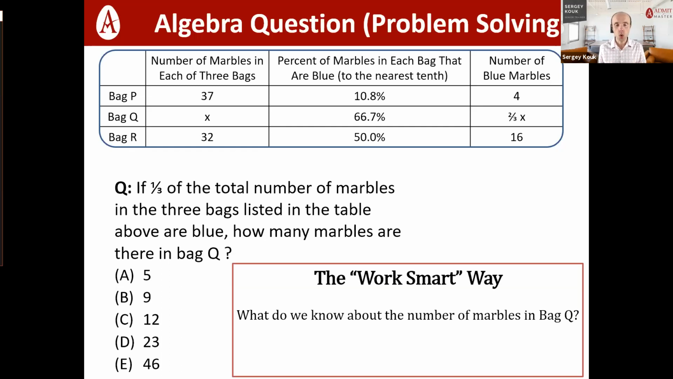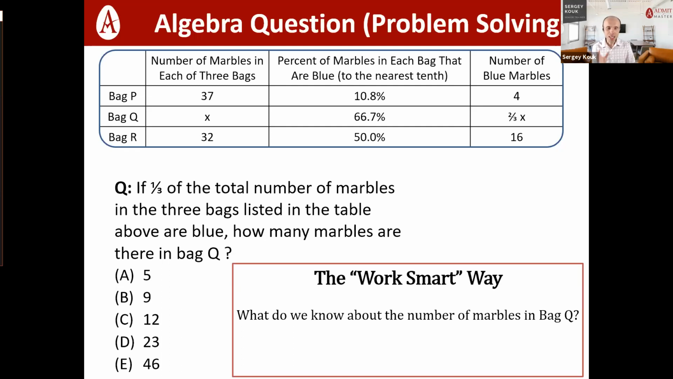What do we know right now about the number of marbles in bag Q? Can anybody tell me in the chat box, is there anything we know about that number X? Okay, somebody's saying more than 5, it's a larger number. Most of them are blue. It's because it's 2/3, maybe larger than 32. I don't know. Maybe, maybe not.